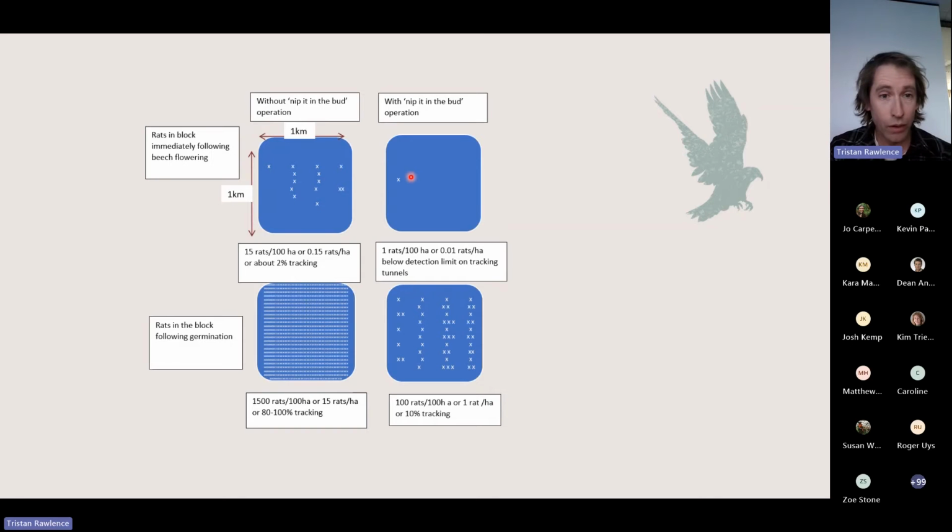So these 2 rats in the adjoining 100 hectare blocks meet up. And if they grow at their maximum rate through the mast period, we're going to end up with about 100 rats in 100 hectares. And that's roughly a 10% tracking rate. A 10% tracking rate is way below any of the damage thresholds that we work with on the mainland. And so we'd be pretty happy if that was our peak tracking rate over a mast period.